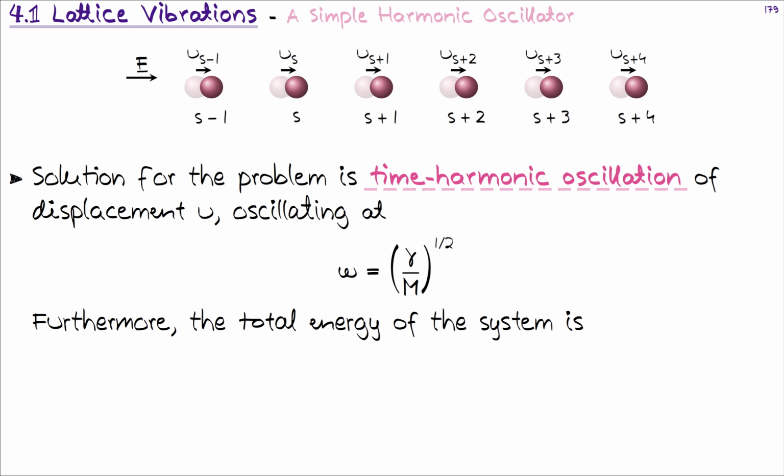And furthermore, we know that the total energy of the system must be a sum of its kinetic energy contribution, so 1/2 times m times the velocity squared, plus 1/2 times gamma times the displacement u squared. And this is the potential term. The total energy of a spring system looks like this.